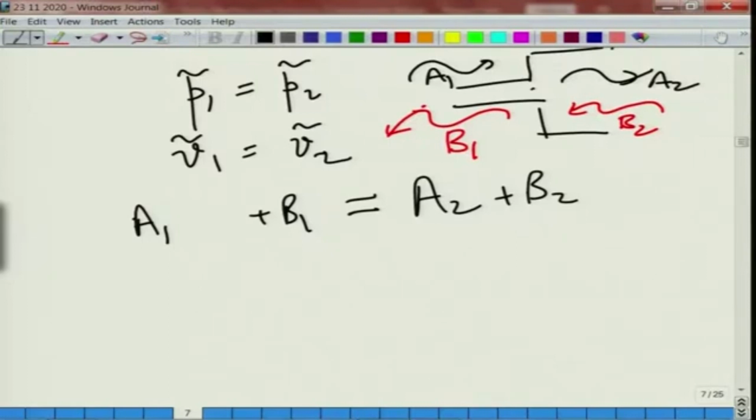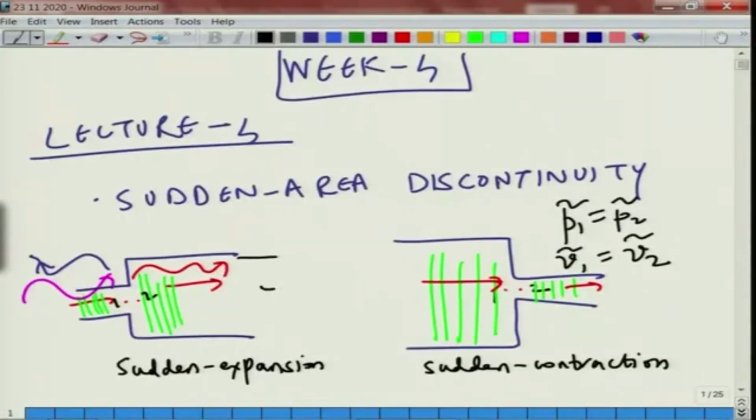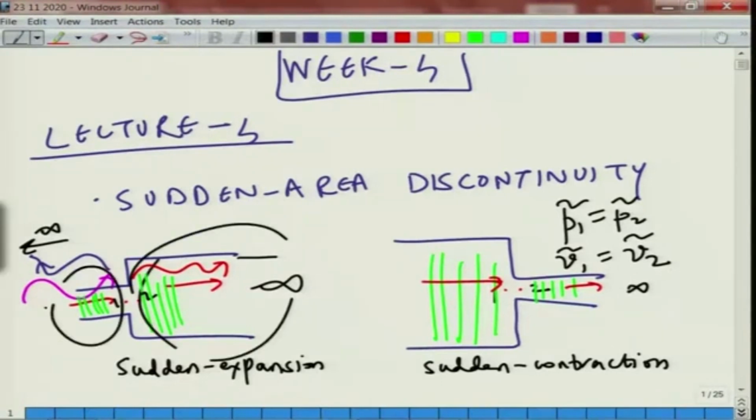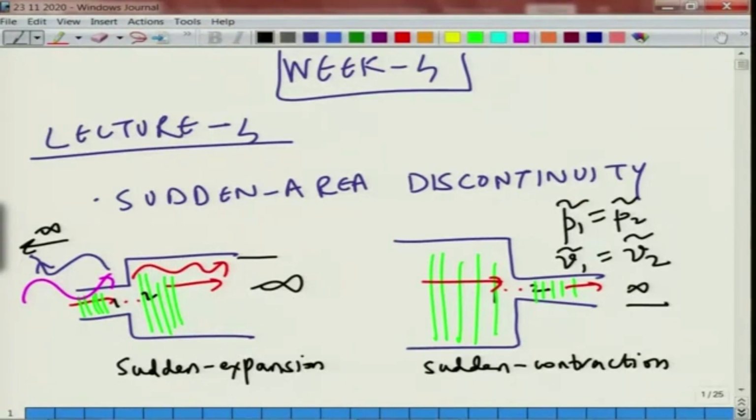However, we are considering a certain area discontinuity. So we are technically assuming that this part is going to infinity, and also this part is going to infinity. It's coming from infinity, it's going to infinity. So we are interested only in what the interface does, without worrying about the lengths of the expansion part, that is this part or this part. We are not worried about that. So we are considering only the interface condition and letting each side go to infinity.